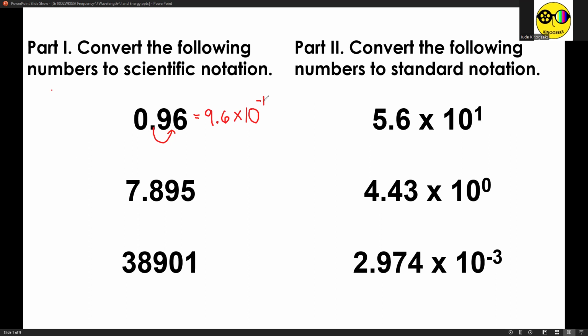Number 2, we have 7.895. 7.895 is a number between 1 and 10, so the decimal point is already after the first non-zero digit, which is 7. Therefore, we don't have to move the decimal point anywhere. The given number is actually the coefficient already, and then times 10. Since we didn't move the decimal point at all, the exponent will be 0.